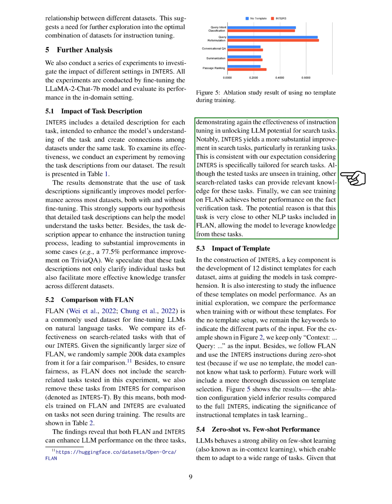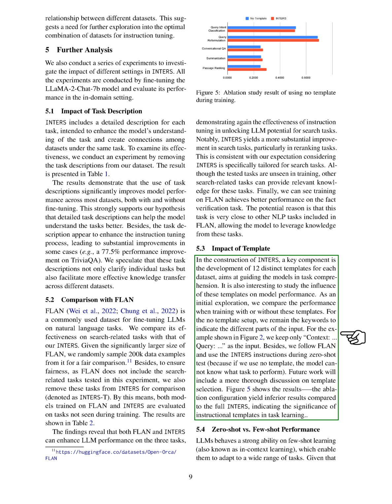Notably, INTERS yields a more substantial improvement in search tasks, particularly in re-ranking tasks. This aligns with our expectation as INTERS is specifically designed for search tasks. However, training on FLAN achieves better performance on the fact verification task, possibly because this task is very similar to other natural language processing tasks included in FLAN. In the construction of INTERS, we developed 12 distinct templates for each dataset to guide the models in task comprehension. We studied the influence of these templates on model performance by comparing the performance when training with or without these templates. The results show that the model performs worse without these templates, indicating the importance of instructional templates in task learning.